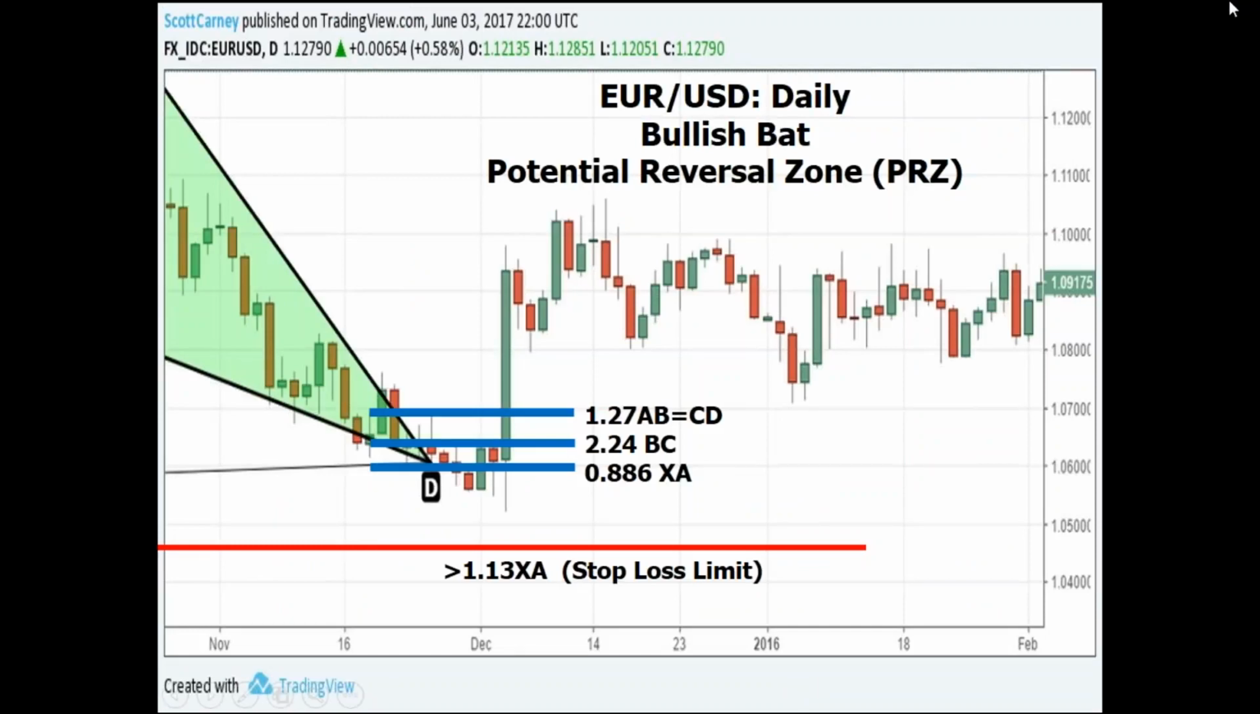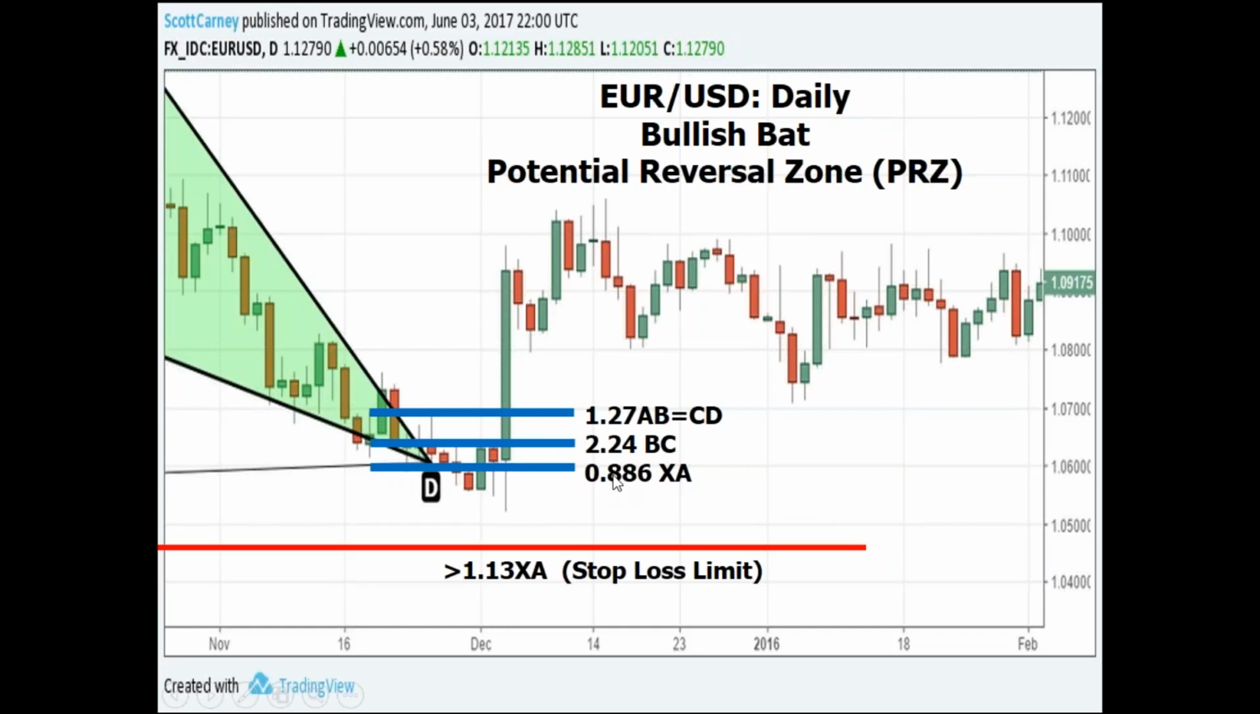Here's a chart of the price action in the potential reversal zone. Look at those three measures coming together. That defines a very tight area where we can anticipate, at a minimum, the stabilization of this downtrend and look for other factors to confirm the reversal.